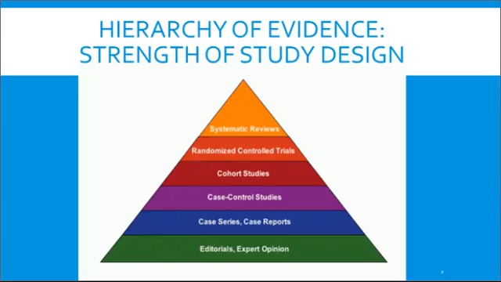Just as a reminder, we see this hierarchy of evidence. This is a pyramid that demonstrates the level of evidence in different study designs. At the bottom of the pyramid, we see the weakest designs, and then at the top, we see the strongest.